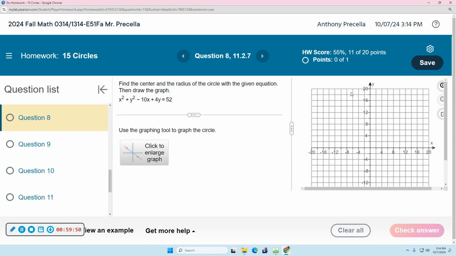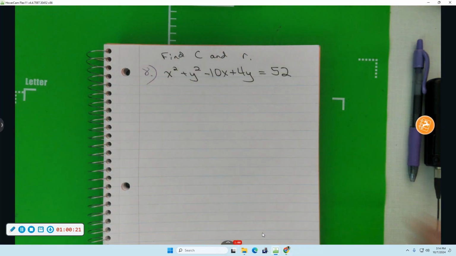Find the center and radius of the circle with the given equation. This is number 8. Let me write it down. X squared plus y squared minus 10x plus 4y is equal to 52. They want us to find center and radius. X squared plus y squared minus 10x plus 4y is equal to 52.